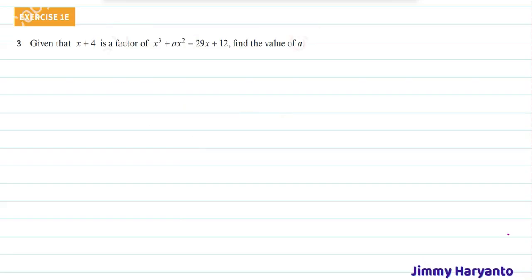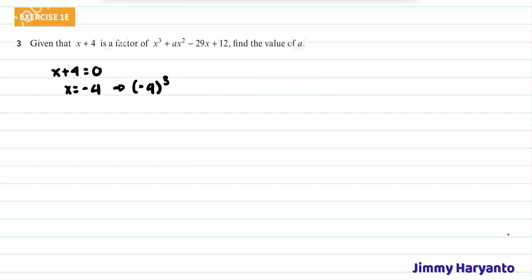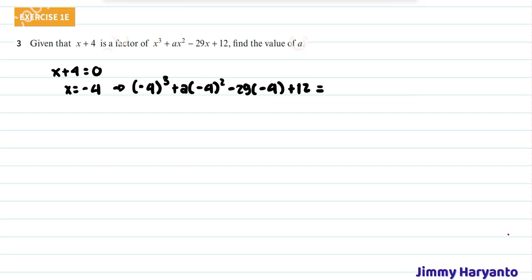Next is question 3. Given that x plus 4 is a factor, that means you have to find the value of x from the divisor. For this one it is x plus 4, so x plus 4 equals 0, x equals -4. And then we have to input it into the polynomial because that is the factor theorem. (-4) squared, -29 times -4, and then plus 12. And because it is a factor, the result has to be equal to 0.